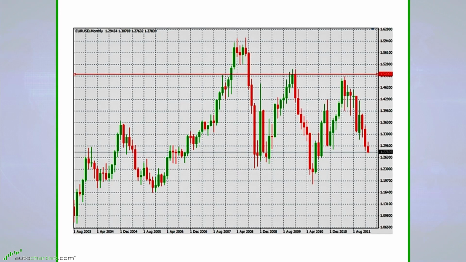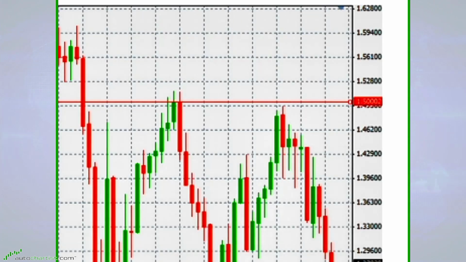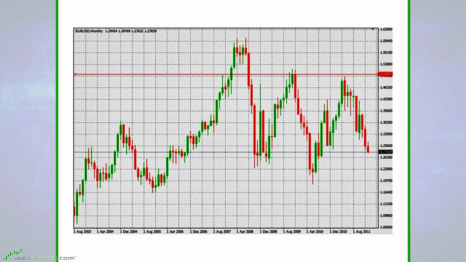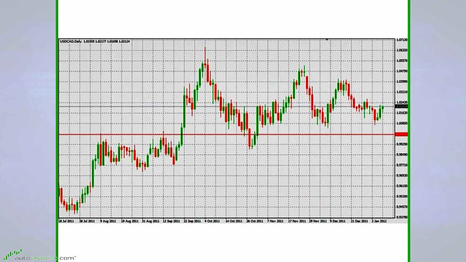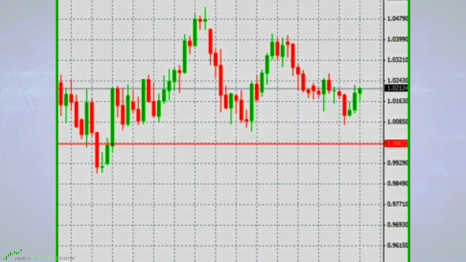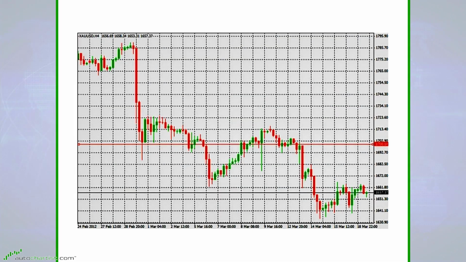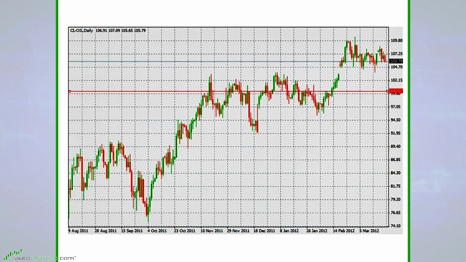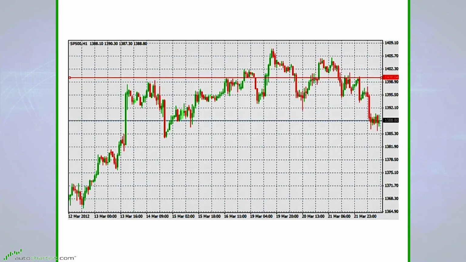For example, 1.5 is halfway between 1 and 2. This has been a significant resistance level for the USD for many months in 2009 and 2010. While the USD and CAD reach parity, the number 1, it is also an important level of support or resistance. More recently, we see a few additional examples. Gold at $1,700 an ounce, oil at $100 per barrel, and the S&P 500 at $1,400.